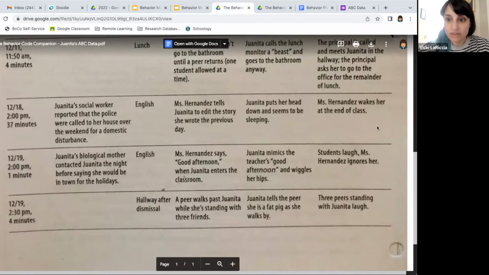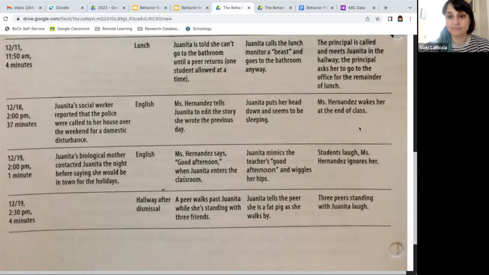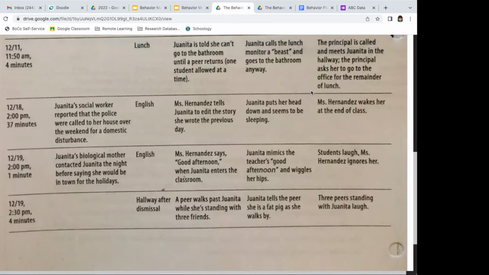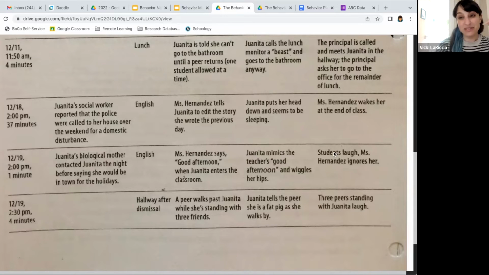All right, we have Moniz. Juanita's social worker reported that the police were called to her house over the weekend for a domestic disturbance. In English, Ms. Hernandez tells Juanita to edit the story she wrote the previous day. Juanita puts her head down and seems to be sleeping. Ms. Hernandez wakes her at the end of class. And this lasted for 37 minutes.